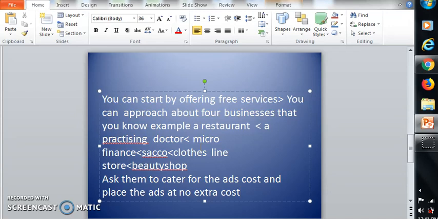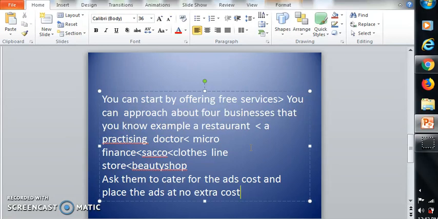A few businesses that you frequent, for example, a restaurant that you frequent, a specialist, a practicing doctor, a microfinance or a circle that is starting, and they need to grow their customer base, a clothesline store, a beauty shop, any kind of businesses.